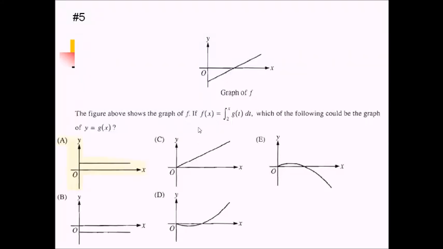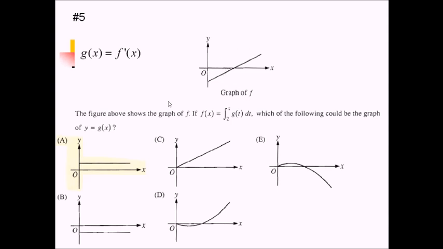For this problem, we're given the graph of f, and we want to figure out the graph of g, given that f is the integral from 2 to x of g. So for this one, the key is realizing that if you take the derivative of both sides here and use your fundamental theorem, f prime and g of x are the same thing. So if we're looking for the graph of g, we're essentially asking for a graph that gives us the derivative of this graph up here that they gave us.